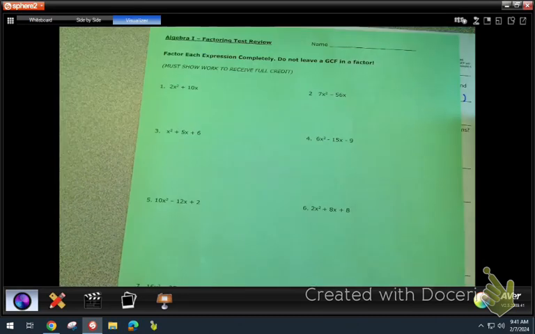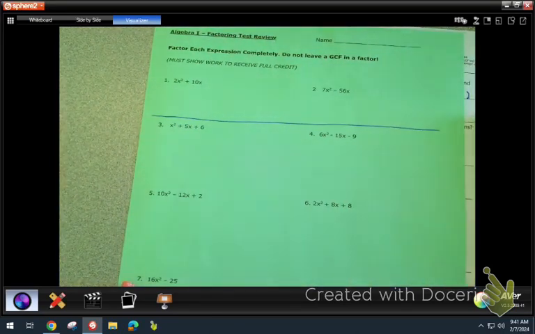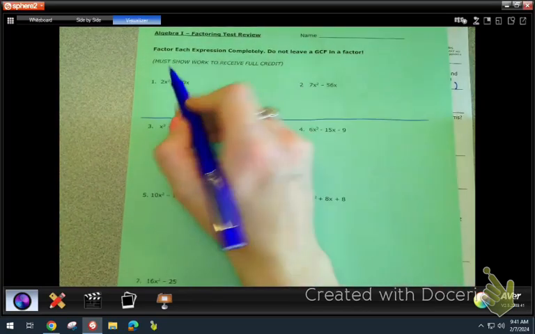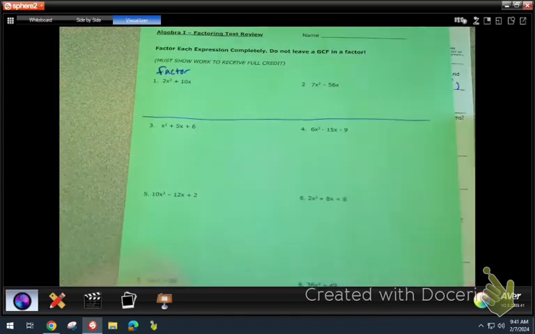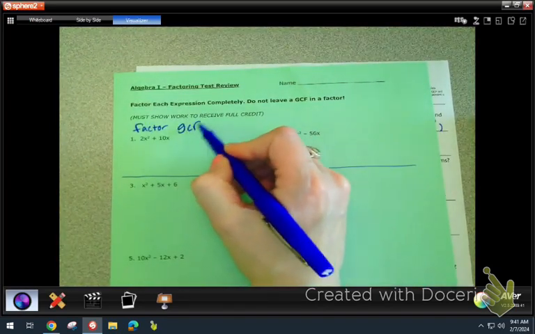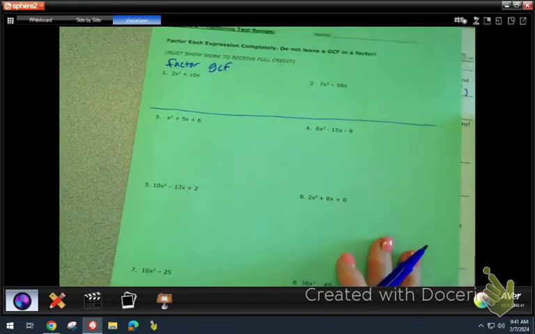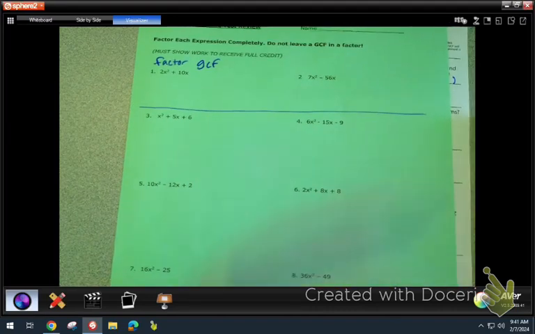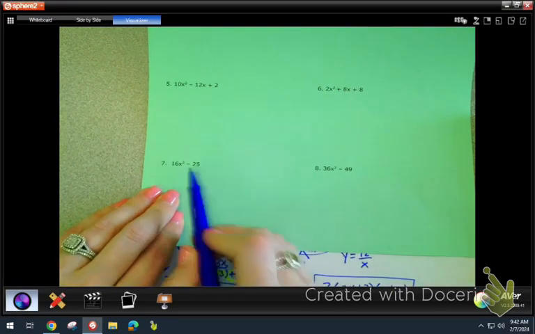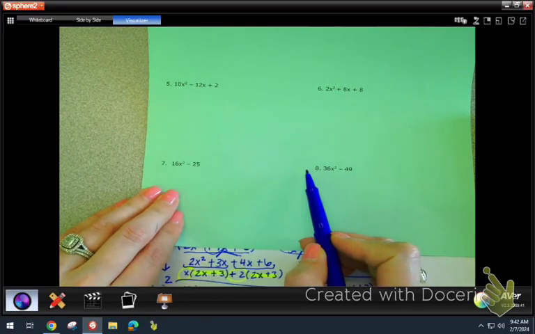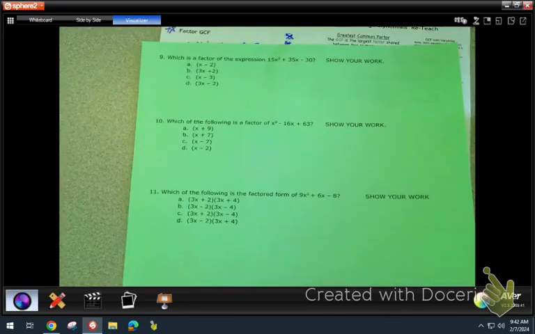Okay, so here's the review. I want you to draw a line between 1 and 2. How do you factor 1 and 2? What's the only thing you can check for? GCF. Okay? After that, the rest of these are all number puzzles, grouping, that sort of thing. 3 through 8, you have to do the whole process. But 1 and 2, it's just GCF and stop. 7 and 8, think about what needs to go in the middle of those. And then there's some multiple choice practice in the back.